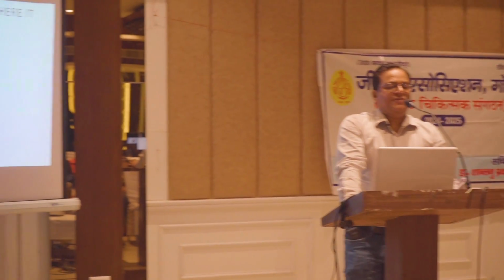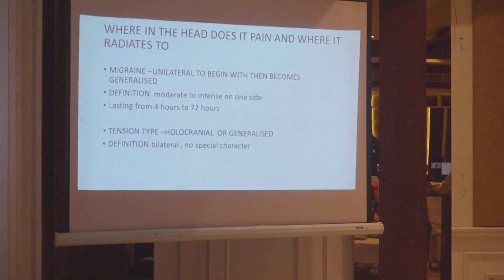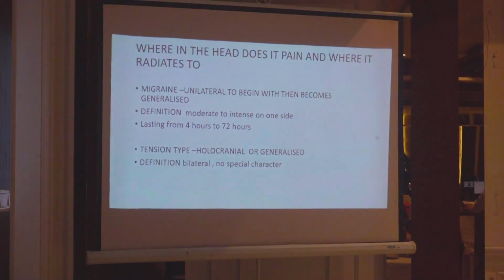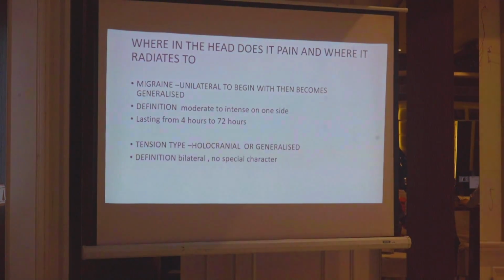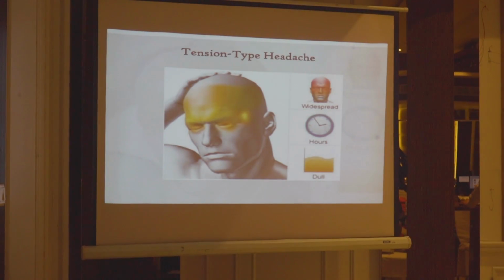Now tension type of headache. Now tension headaches are generally dull aching, they are bilateral, then they do not have any special character such as throbbing or pulsating type, and they are actually related to your stress. So this is a proper tension type headache. You can see the entire forehead or entire skull is involved anteriorly.